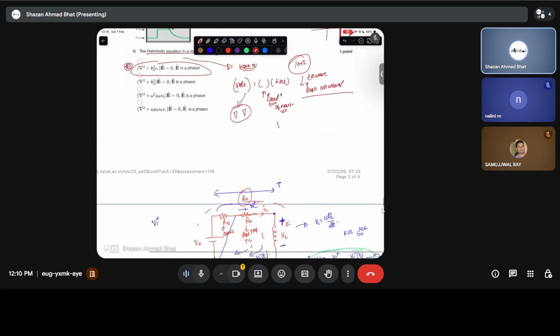Just like you have del cross E, which is minus the time varying magnetic field, and you know that the magnetic flux density B is exactly equal to mu times the magnetic field intensity H. Similarly, the electric flux density, sometimes called the electric displacement vector, D, is exactly equivalent to epsilon naught times E.